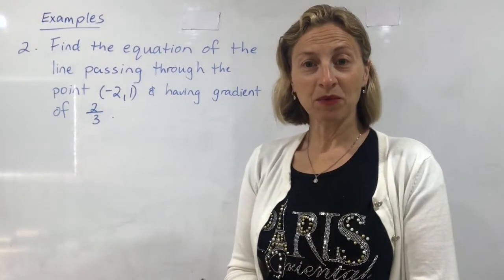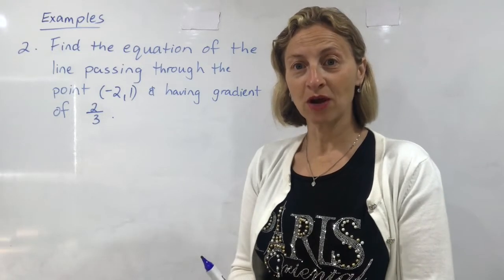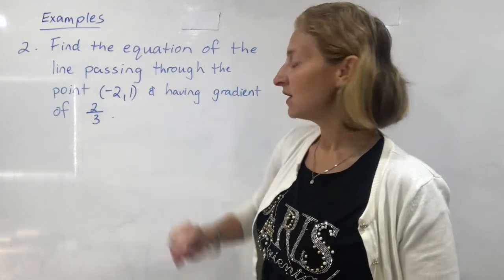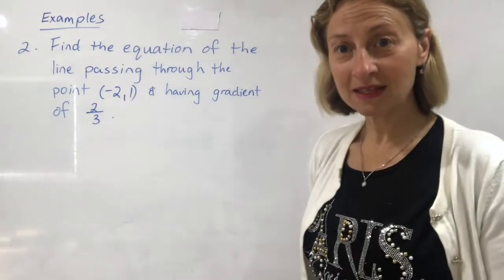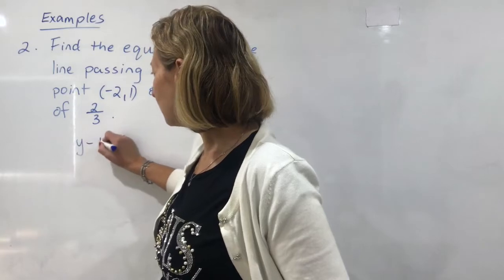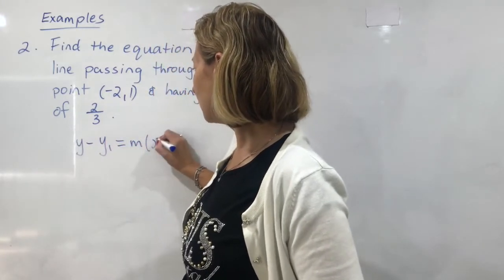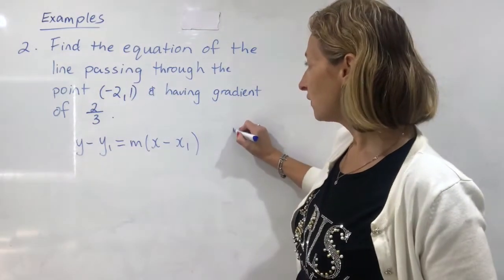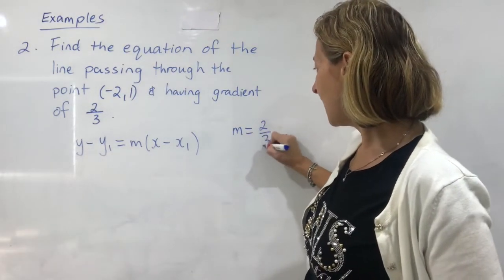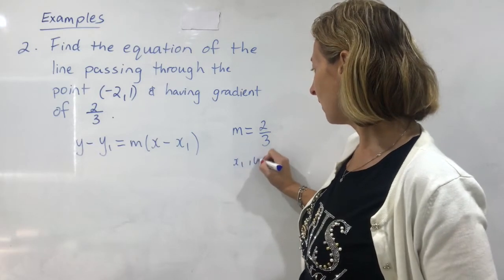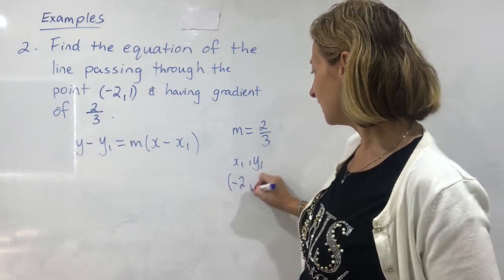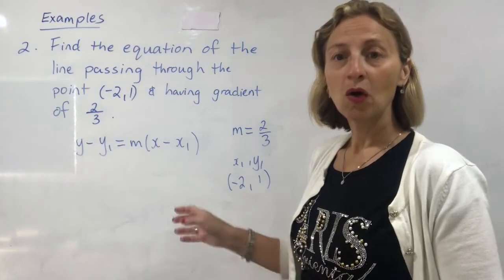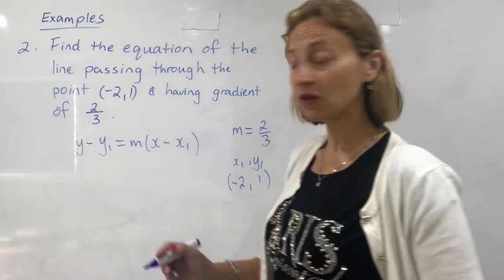Okay, generally speaking, people think that having fractions is a lot more difficult, so let's try one with a fraction. Find the equation of a line passing through the point (-2, 1) and having a gradient of 2/3. Exactly the same method. We like to write down the rule first: y minus y1 equals m(x minus x1). Let's write down what we know. We know that the gradient is 2/3, and we know that the point x1, y1 that we need to substitute in is (-2, 1). So now that we know exactly what we need to substitute into the equation, we can go over here and pretty much do the question.